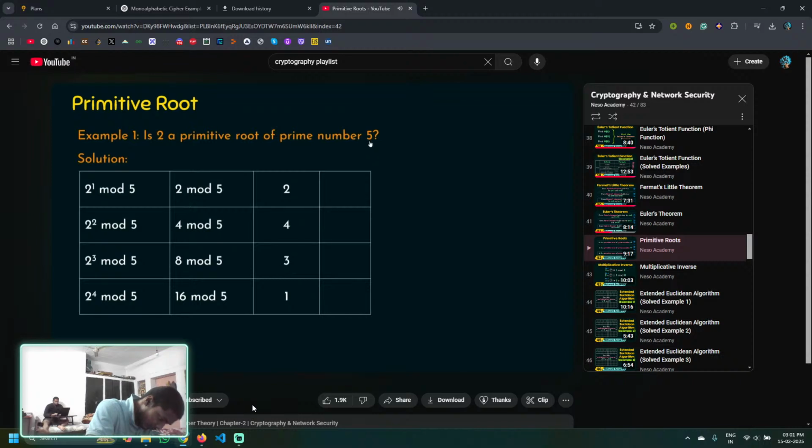When you take this prime number 5, what are all the positive numbers less than 5? It's 1, 2, 3, 4. Are these values uniformly distributed or distinct? Yes, we can see 2, 4, 3, 1, all are distinct values which are uniformly distributed. So 2 is a primitive root of the number 5.